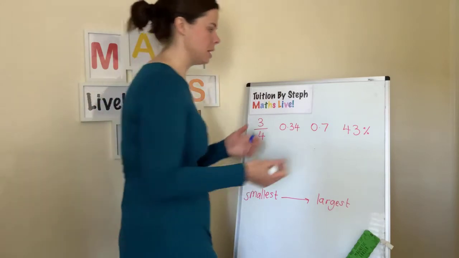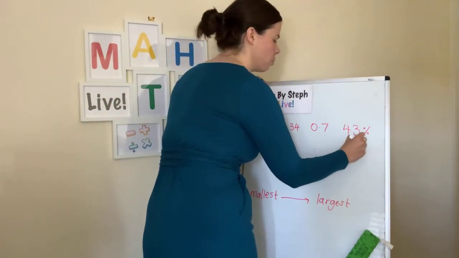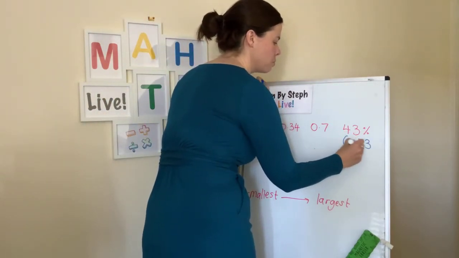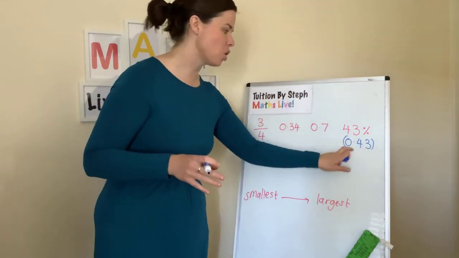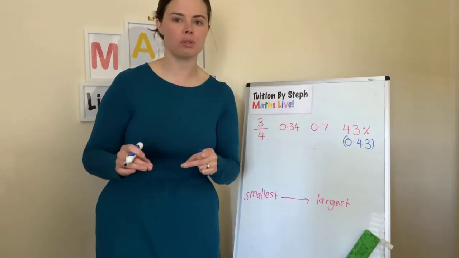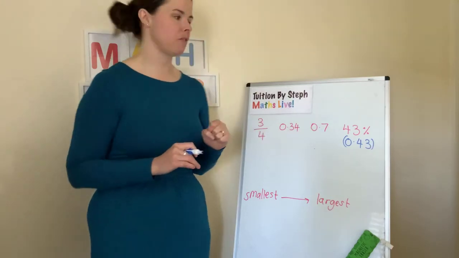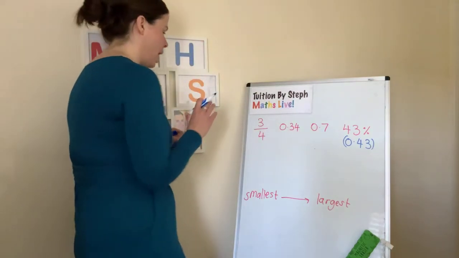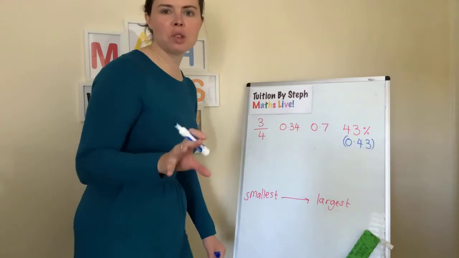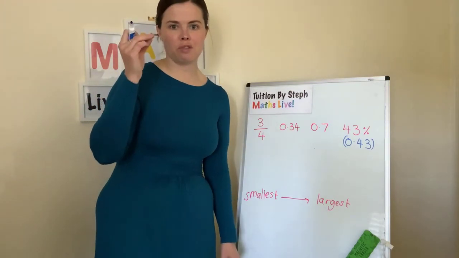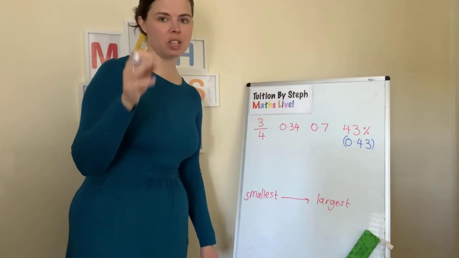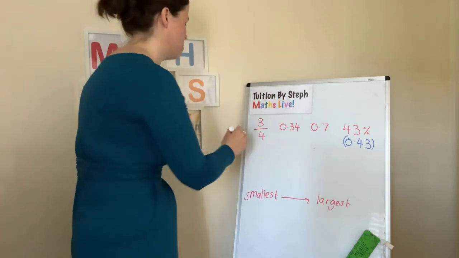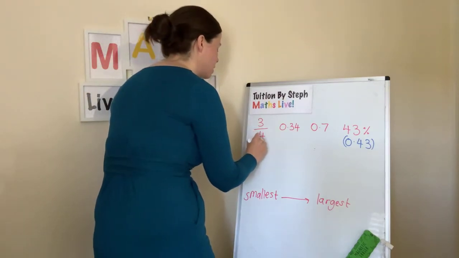43% as a decimal is 0.43. Okay, I'm just going to put that in brackets. Now, why did I put that in brackets? Because I need to remember that cannot go in my answer. I cannot put 0.43 because the question is asking me for 43%. 3/4 as a decimal: remember, this is one of those funny ones that you need to be able to remember. Okay, quarter, half, 3/4, a third, the ones you need to try and keep in your head. So that's 0.75.